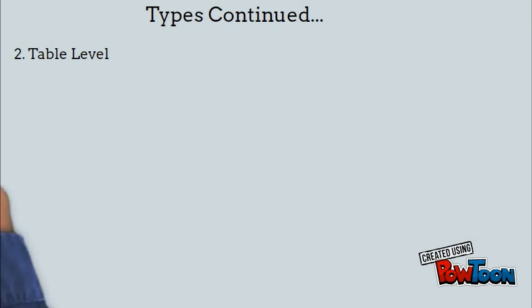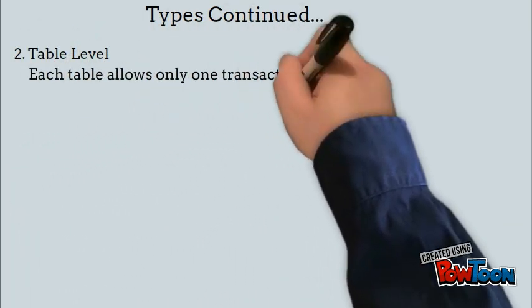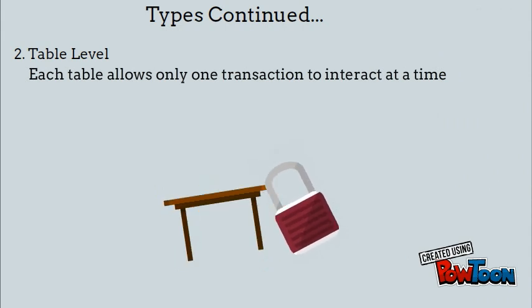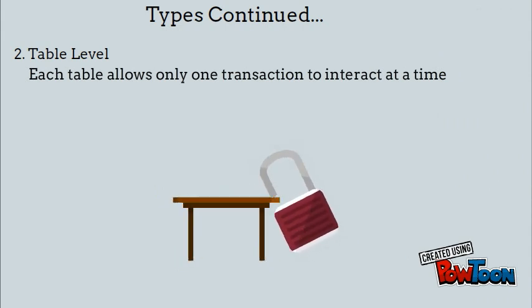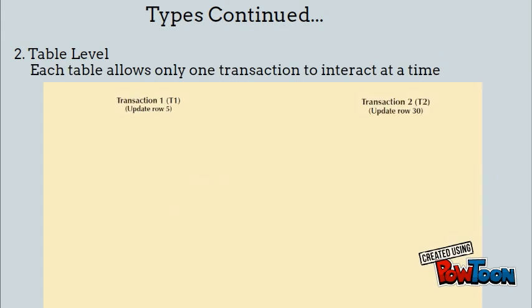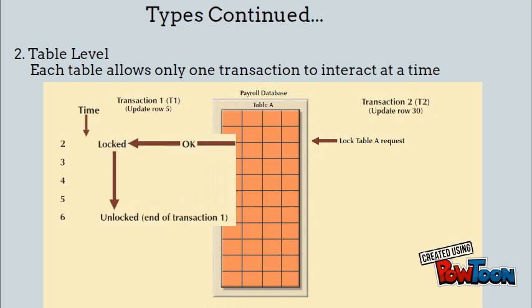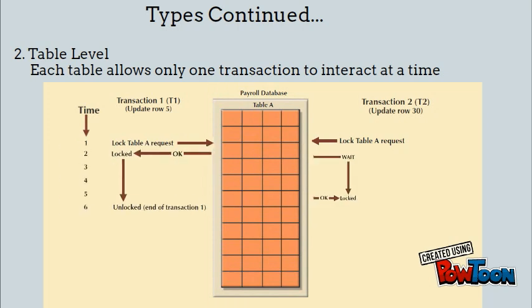Table level locking is when each table in a database allows only one transaction to interact with it at a time. Table level locking is less restrictive than database level locking. T1 and T2 try to access table A at the same time. T1's request is granted and the table is locked. T2 has to wait until T1 has completed and unlocks the table. Other transactions can be performed on other tables in the database at the same time.